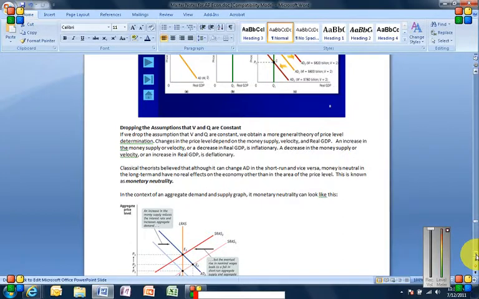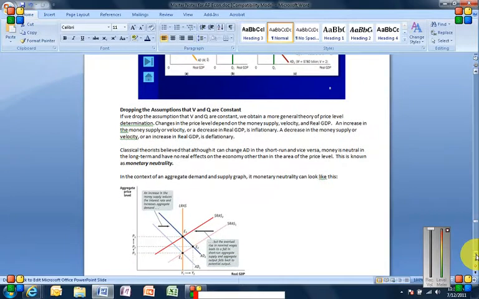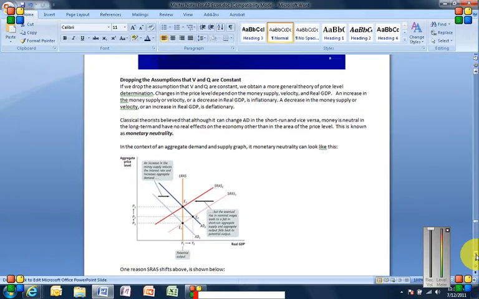Classical theorists believe that although it can change aggregate demand, as you just saw in the hypothetical visual above, and it can change it in the short run, money is neutral in the long term, and it has no real effects on the economy other than the area of price level. So short run, sure, it can shift AD. Long run, it's not even going to do that much. It's known as monetary neutrality.